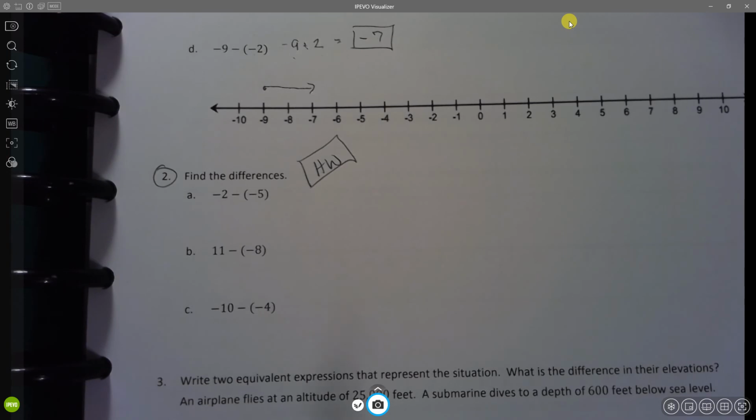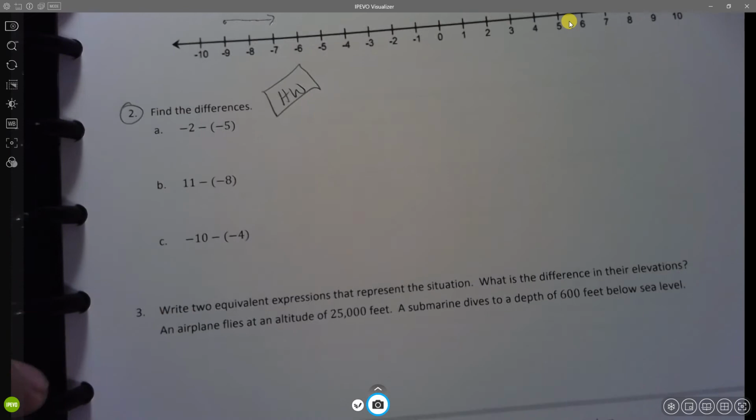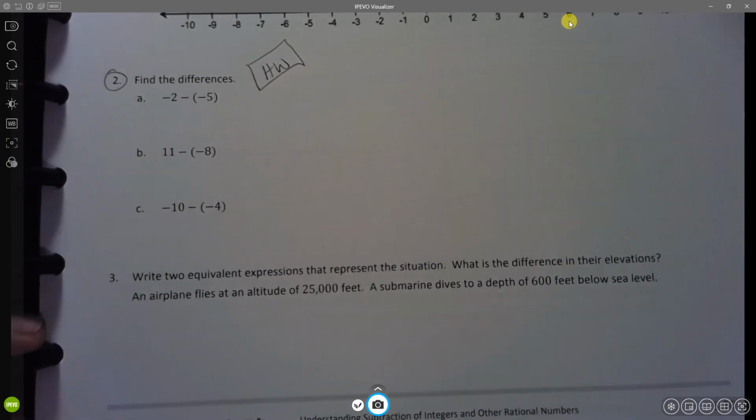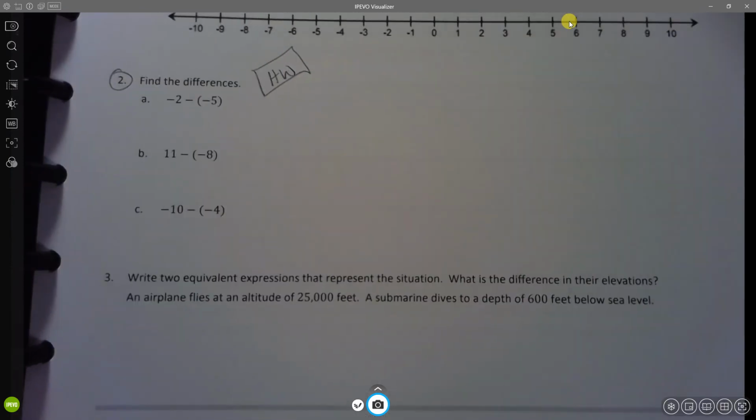All right, so we're going to move on to number 3. Number 3 states, write 2 equivalent expressions that represent this situation. What is the difference in their elevation? An airplane flies at an altitude of 25,000 feet. A submarine dives to a depth of 600 feet below sea level.